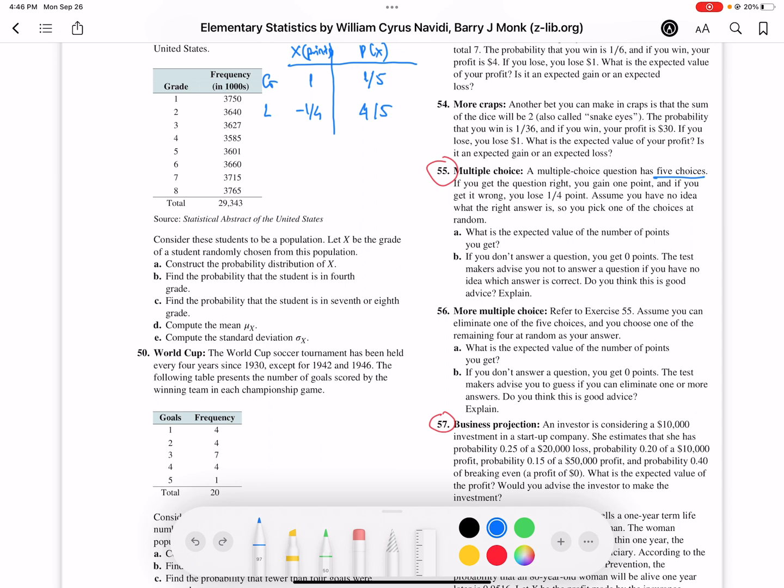So that's it. Now you will continue to find the x times p of x, and then you will add the result. So after we get the expected value, we can answer part B.